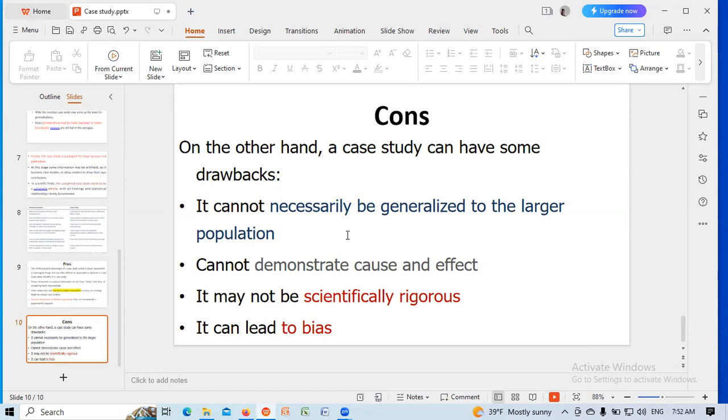On the other hand, a case study has some drawbacks. It cannot necessarily generalize to a larger population. It cannot demonstrate cause and effect. It may not be scientifically rigorous. It can lead to bias.